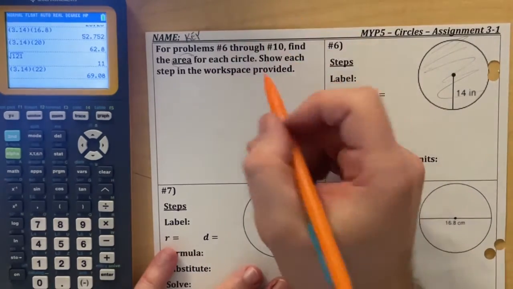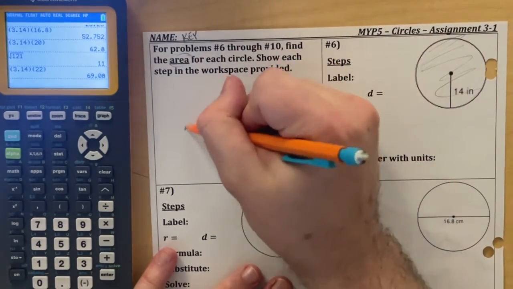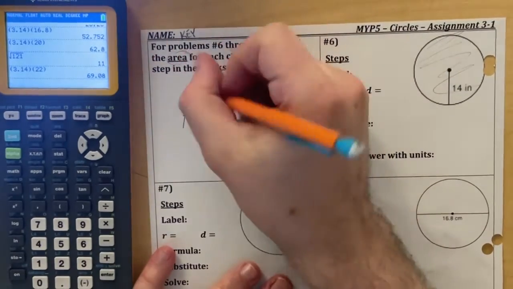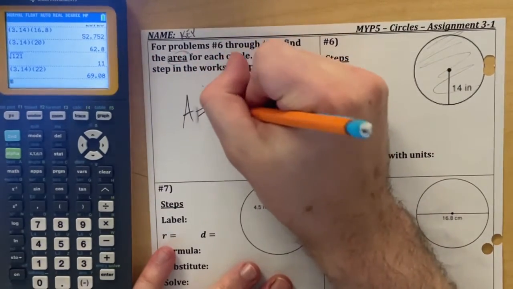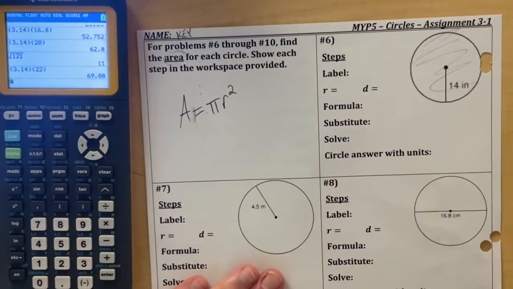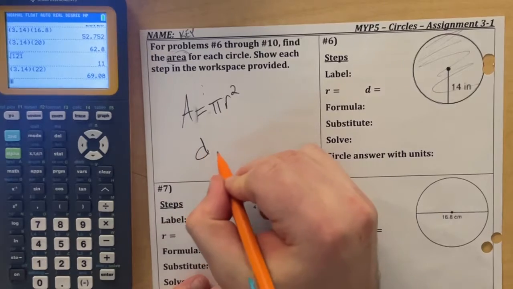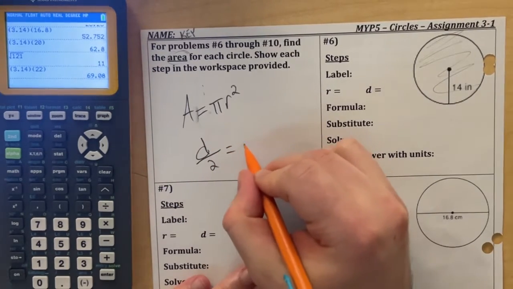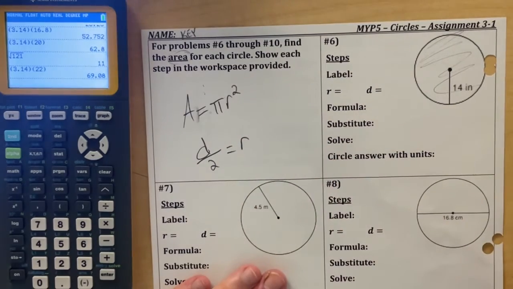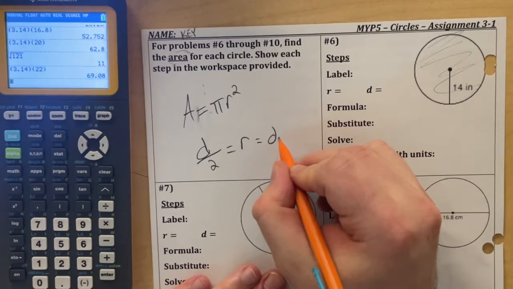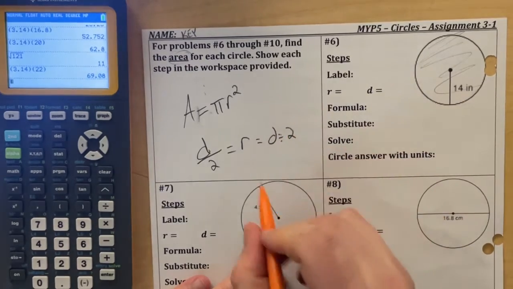So again, make sure you're saying, okay, the formula for that is gonna be as follows. We have area equals pi times the radius squared. Again, if you're given diameter, make sure you can take diameter divided by 2 to equal the radius. So again, radius is going to be diameter divided by 2. All right.